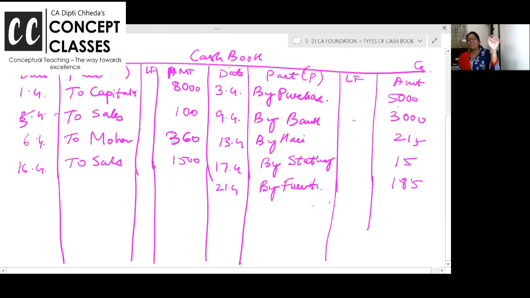In furniture ledger on the debit side, what will I write? To cash. Is my speed fine? कोई पीछे तो नहीं रह गया ना लिखने में?